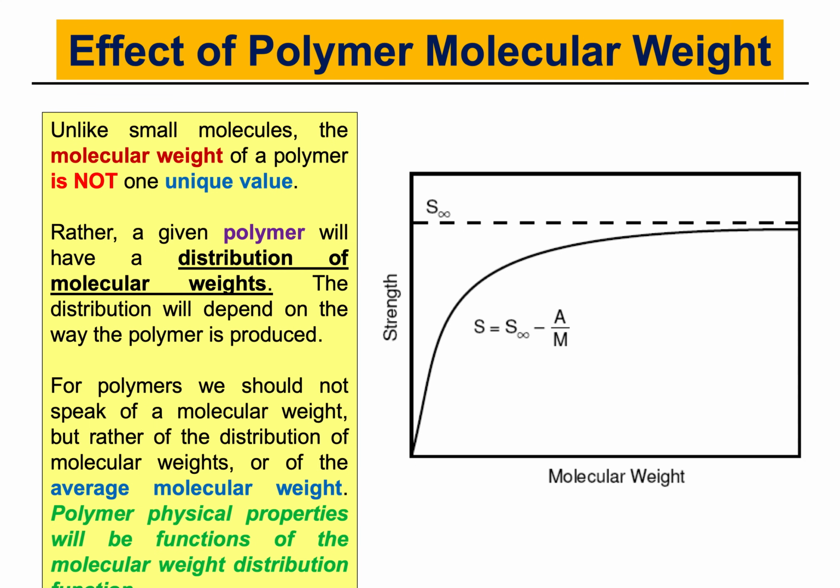And this relationship can be described by an inverse function, S equals S infinity minus A over M. A is a constant and M is the molecular weight. As the molecular weight increases, we're getting closer and closer to S infinity. When the molecular weight is at its maximum, then we reach S infinity, the strength of the polymeric material that we have. We just want to understand the basic concept of how polymers are made, and what the characteristics of polymers are, the quantities that we want to measure, and one of them is molecular weight.